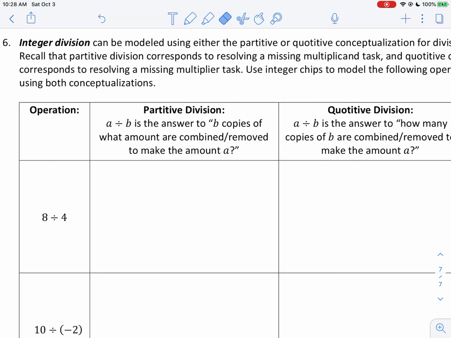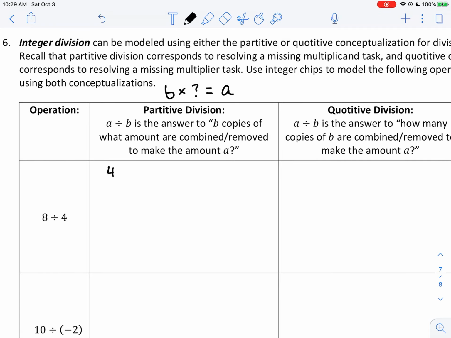Right, you're essentially saying B copies times what amount gives you the amount A. B copies of what make A. Remember, I'm always assuming the first number in multiplication is the multiplier and the second number is the multiplicand.